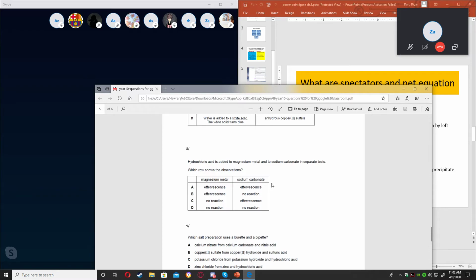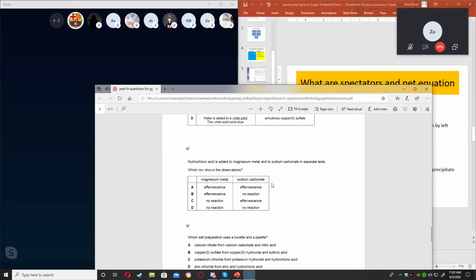Hydrofluoric acid is metal and sodium carbonate. Who can answer me? When we have acid with a metal, which gas will give it off? When the metal reacts with the acid, which gas will be given off? Metal with gas. Very good. Hydrogen gas. Okay. When the metal reacts with the carbonate salt, which gas will give it off?